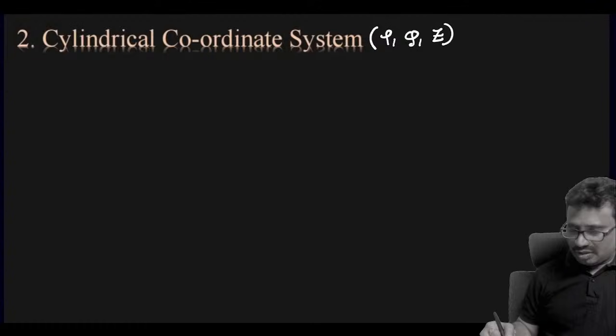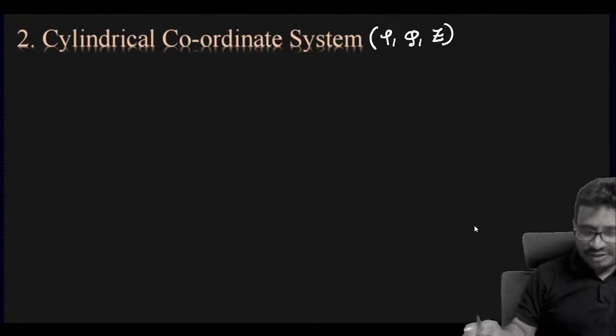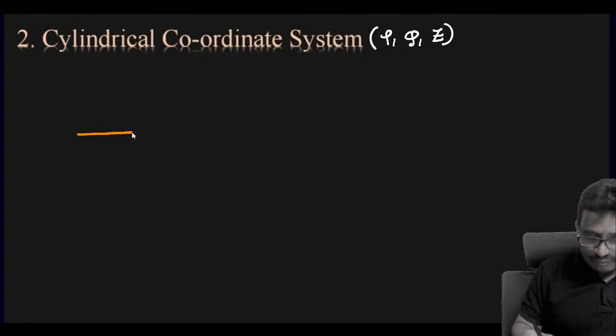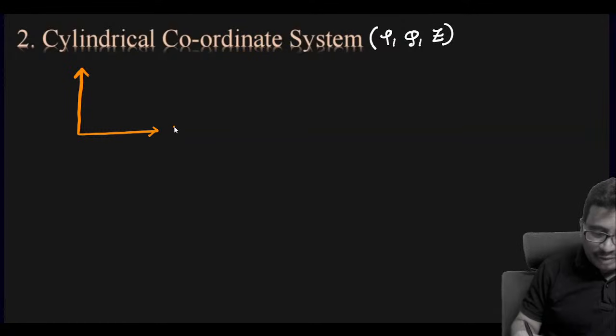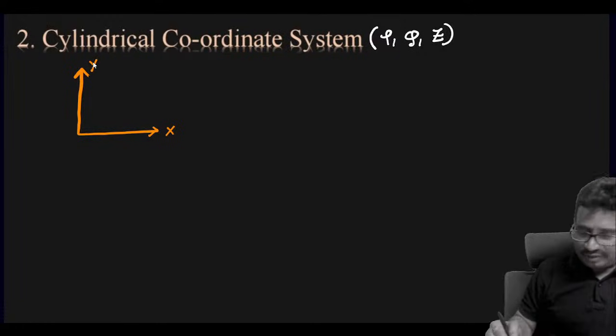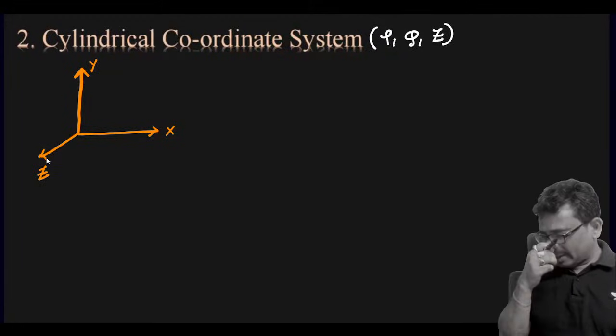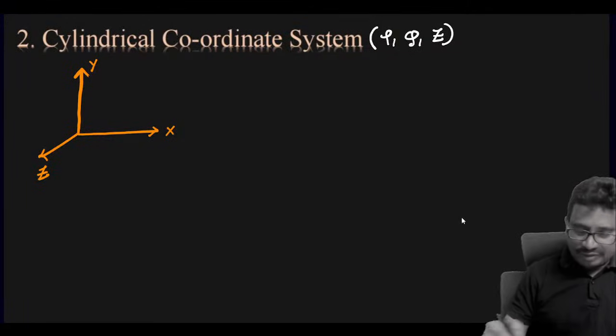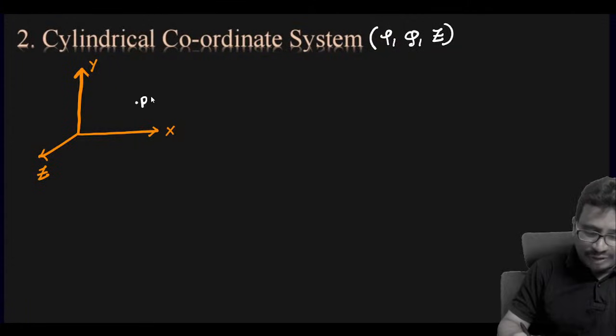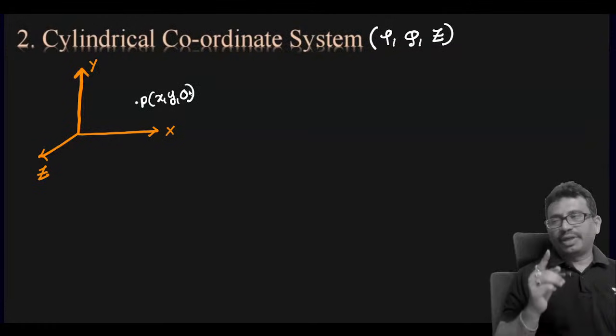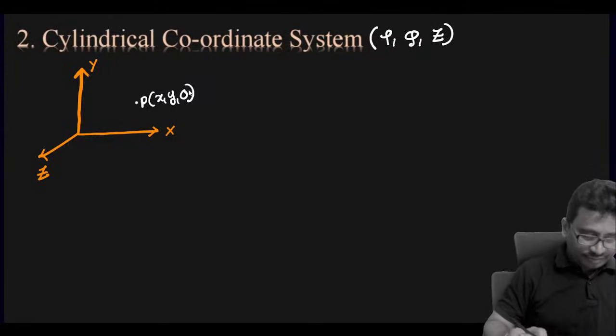Now have a look here at this system. This is x and this is y, and this is the z axis. Consider we have taken one point in the xy plane, let us say the point which is like this here. This point's coordinates are x comma y comma z, where the z coordinate is 0. So the point lies in the xy plane.